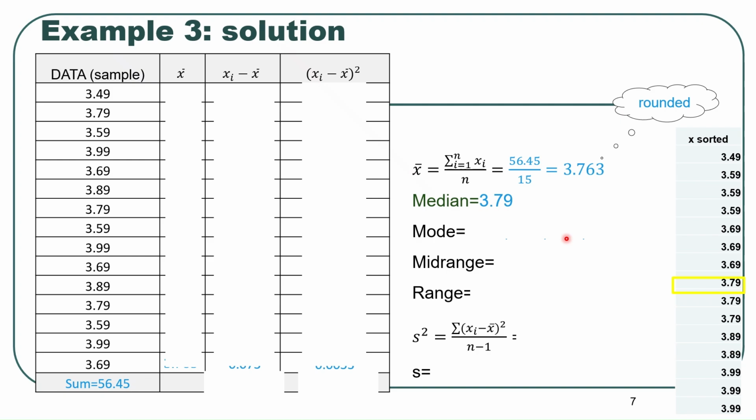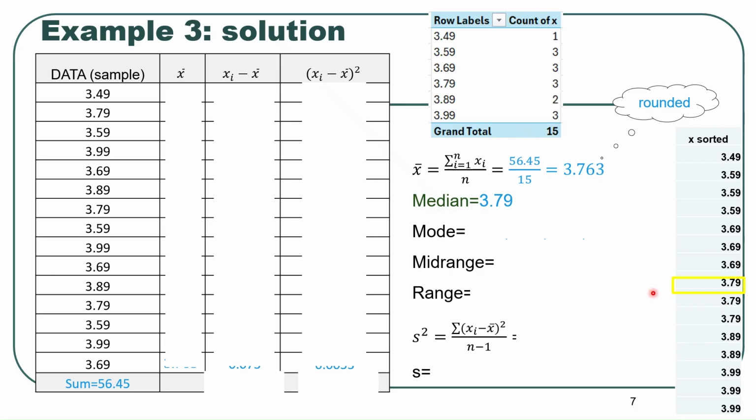The mode, to know it, I need to see what is the value that has the highest frequency in my data. I can do it by scanning my values here. I do have here 359 appeared 3 times, 369 appeared 3 times, and so on. Or I can just put it in a table like that and just focus on those values that have the highest observation. Here we have 4 values having the same, highest frequency, which is 3. So we are in a multimodal case and all of these values are modes.